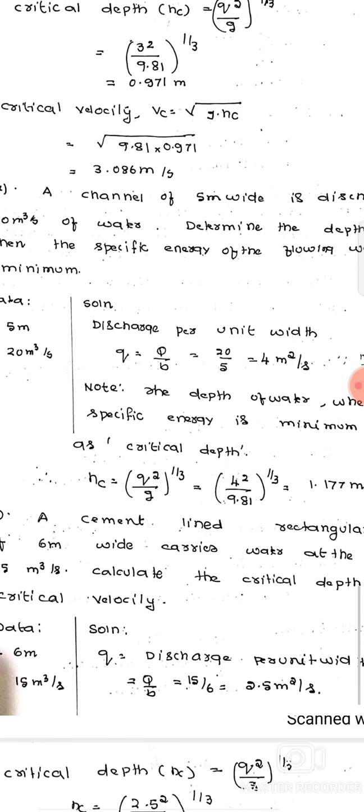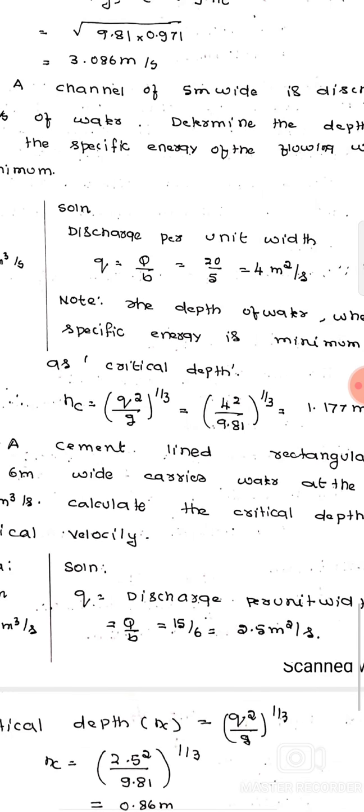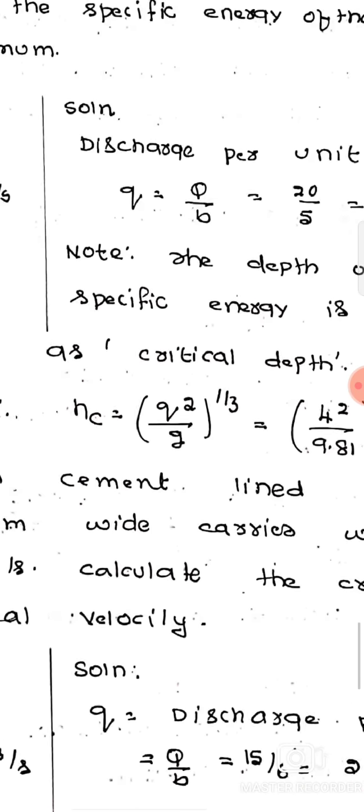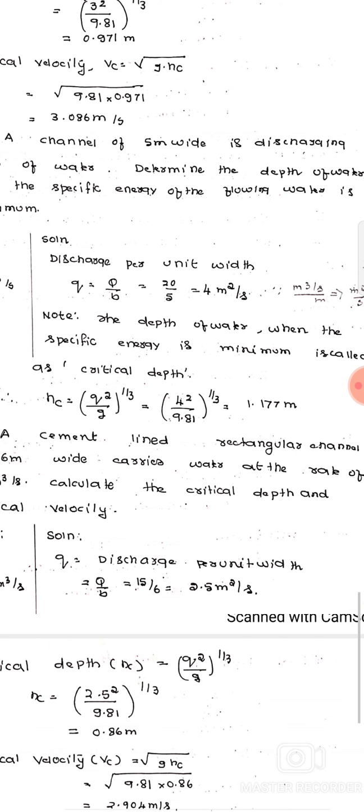Then we can calculate small q, which is Q by B, that is discharge per unit width, 20 by 5. So that will be 4 meter square per second. Then we have the specific energy minimum condition. That will occur only when the critical depth occurs. So hc is equal to (q square by g) whole to the power of 1 by 3, that is (4 square by 9.81) to the power of 1 by 3. So we'll get 1.177 meters. That represents the critical depth.